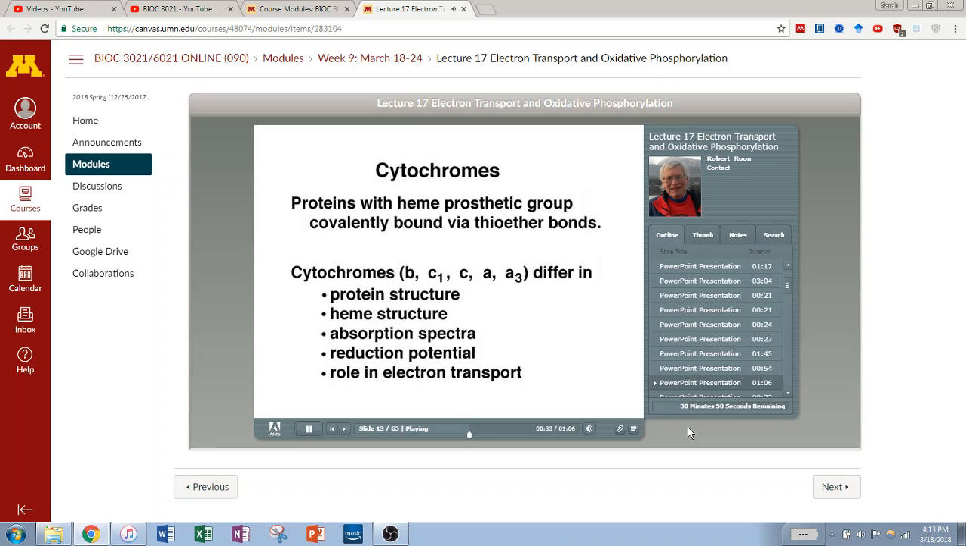The cytochrome proteins all contain heme prosthetic groups with a tetrapyrrole organic structure and a central iron ion. They're covalently attached to the cytochrome protein molecules by thioether bonds to protein cysteine residues. The cytochromes differ from one another in protein sequence, the structure of the attached heme group, the absorption spectrum, reduction potential, and their role in the electron transport scheme.